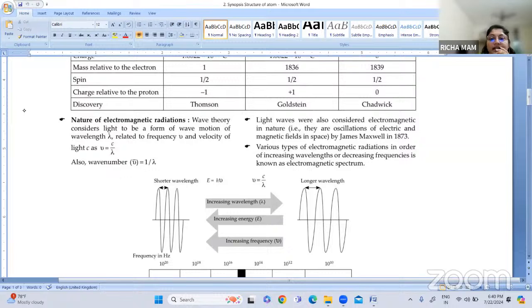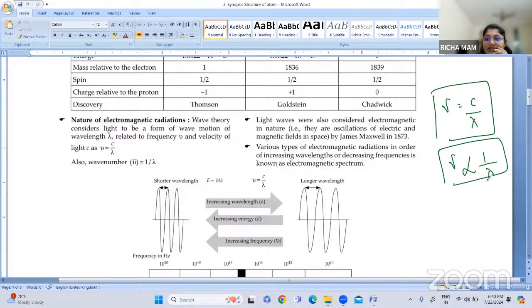Why are we saying increasing wavelength and decreasing frequency, students? Because wavelength is inversely proportional to frequency. If you increase the frequency, wavelength will decrease, or if you increase the wavelength, frequency will decrease. So it is vice versa.